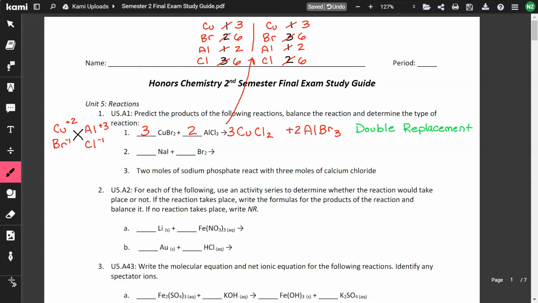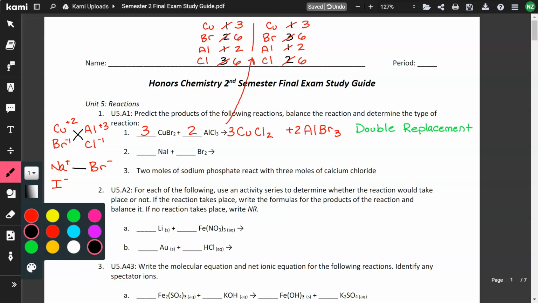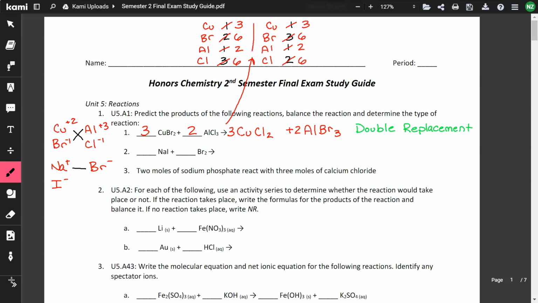Okay, number 2. Same thing. Let's start by doing our ions. So we have sodium, Na, iodine, and bromine. Sodium is +1. Iodine is -1. Bromine is -1. This is going to be a single replacement reaction. So sodium is going to match up with bromine here. They are both magnitude 1, so we don't need any subscripts for this. So it's just going to be NaBr.